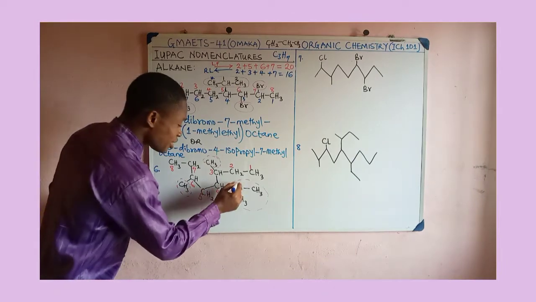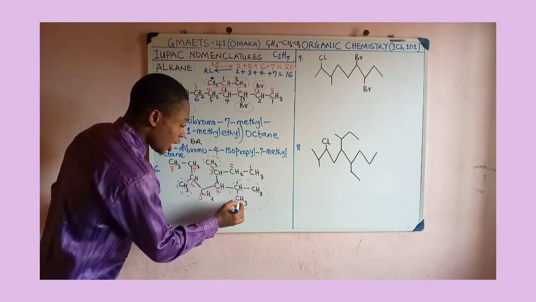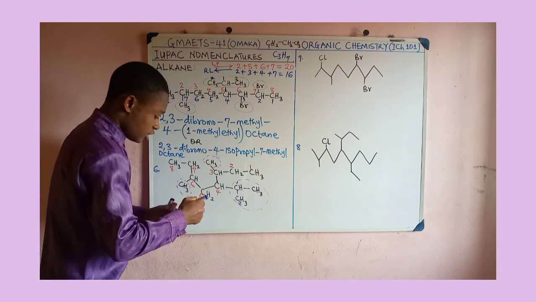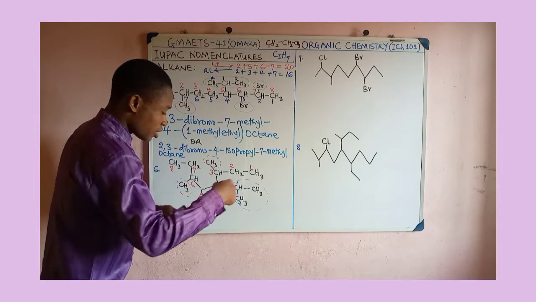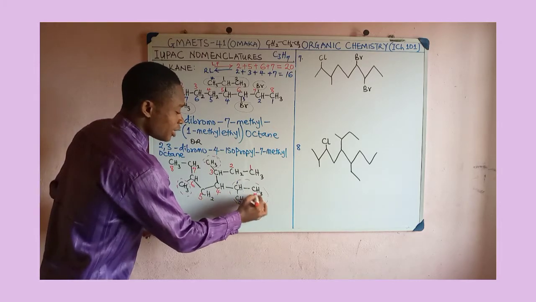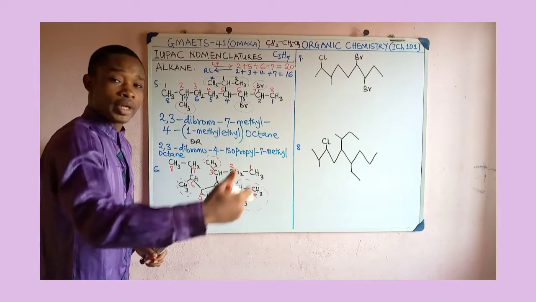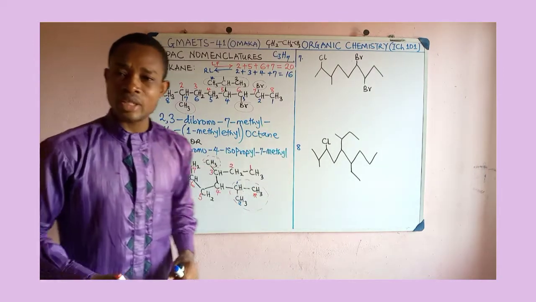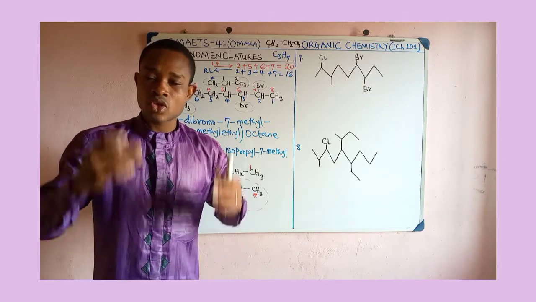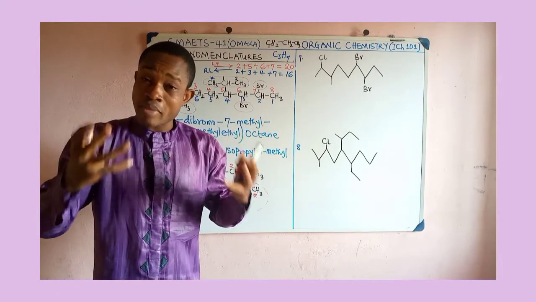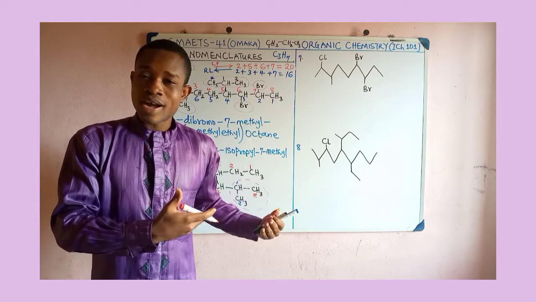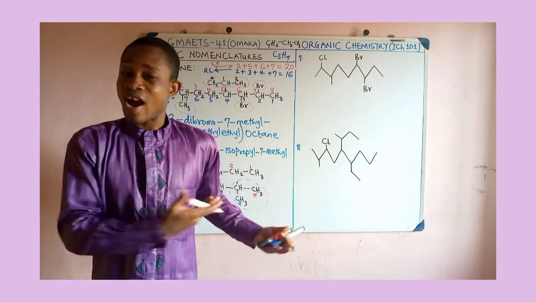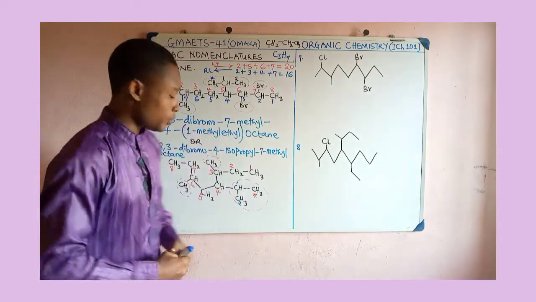We are going to number this again. Let this be number 1, and let this be number what? 2. Therefore, this will become what? Another attachment. Substituent on substituent. Grandchild. Mr. C. Am I communicating? All these terms I use is just to create a lasting impression in your mind when you are studying this, or maybe after you must have watched this video.